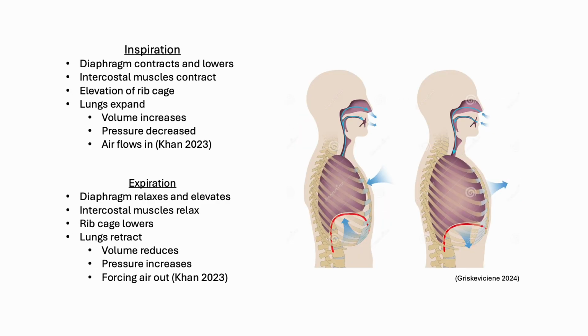So in inspiration, the diaphragm and intercostal muscles contract, causing a flattening of the diaphragm and elevation of the chest wall, respectively. This increases the volume of the lungs, causing pressure within them to fall so that air is drawn in. In exhalation, it's the opposite. The diaphragm and the intercostal muscles relax and lung volume reduces, causing pressure to rise and force air out.